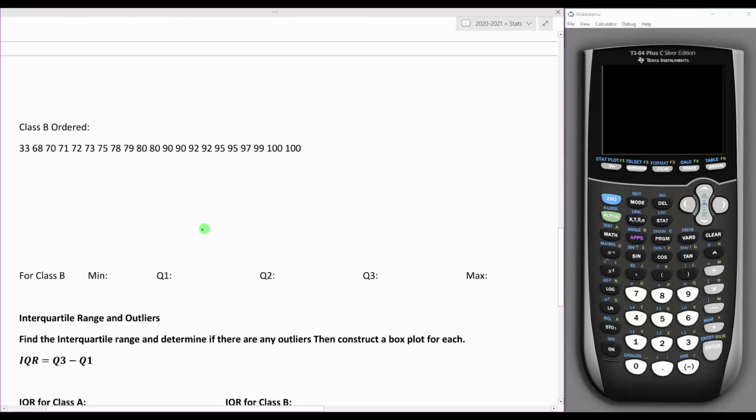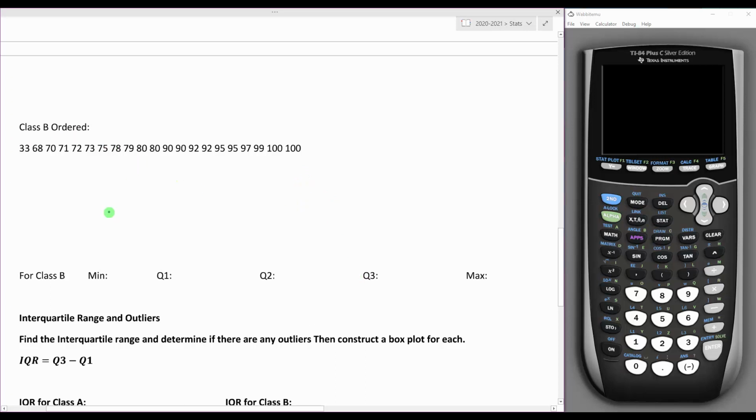So here's class B, same first step here. We're going to order the data, so I have it ordered from least to greatest. And again, I'm going to show you how to do that quickly on your calculator, so don't worry about doing that by hand. We're going to start by finding quartile 2. I'm going to chop the data in half, and then chop the halves in halves again to find quartile 1 and quartile 3.